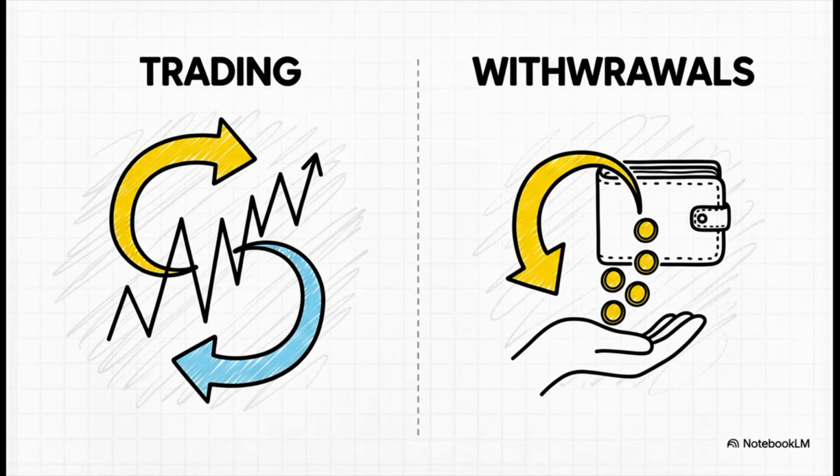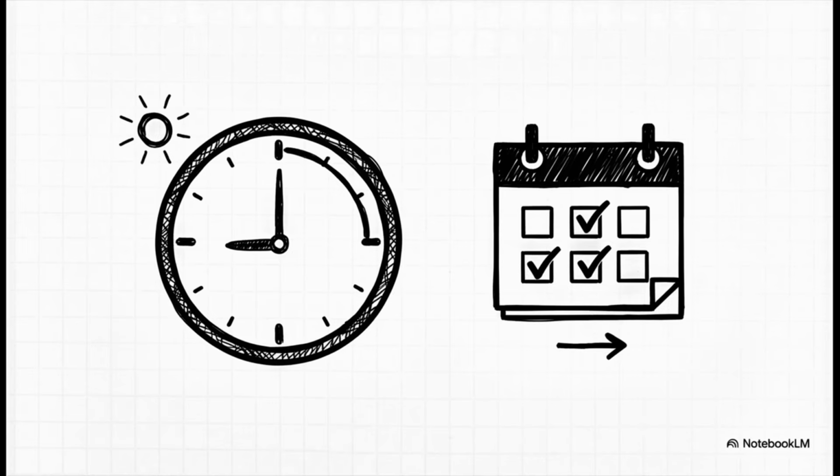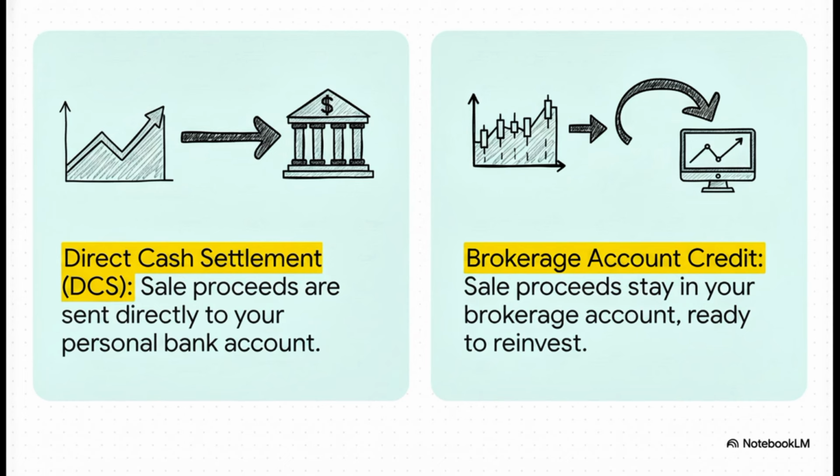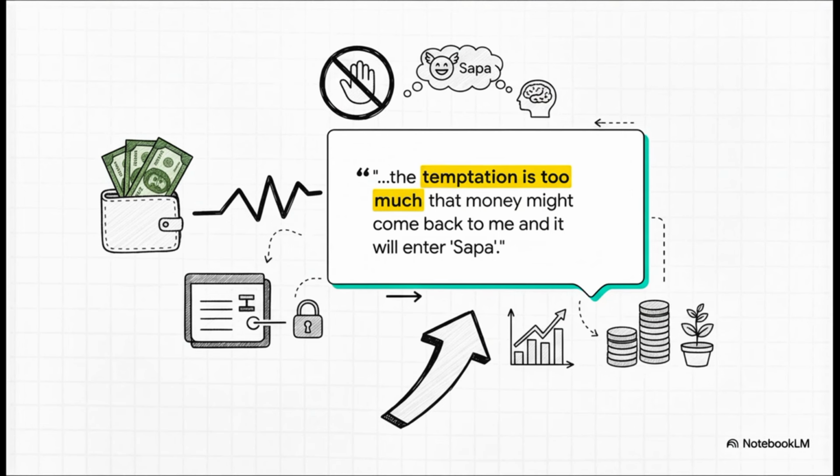All right, so you're invested. Let's talk about the day-to-day and getting your money out. The market's open on weekdays, and when you sell, it usually takes about 3 days to get your cash. You have a choice with your sales money. It can go straight to your bank or stay put for reinvesting. You're automatically in direct cash settlement, but you can opt out to avoid that spending temptation.